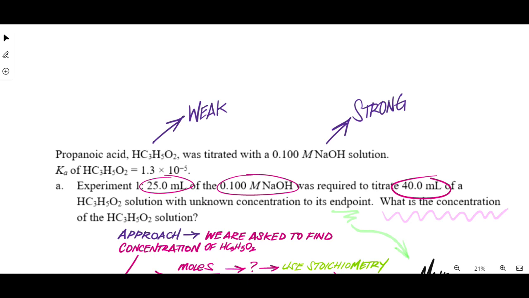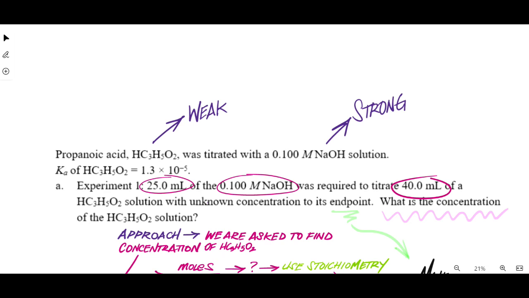Now in this experiment, we have 25 mLs of the strong base, and it's required to titrate a volume of 40 mLs of the weak acid with an unknown concentration to its end point. And basically, they want us to calculate the concentration of the propanoic acid.